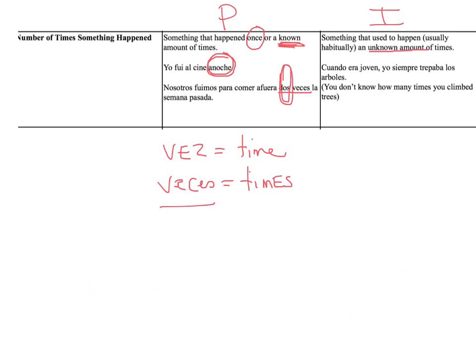On the imperfect side of things, that is something that used to happen, usually habitually, an unknown amount of times. We don't know how many times it happened. Cuando yo era joven, cuando yo era un niño, yo siempre trepaba los árboles. We don't know how many times we climbed those trees. It's an action by habit.